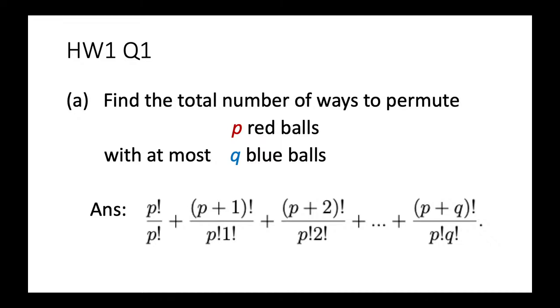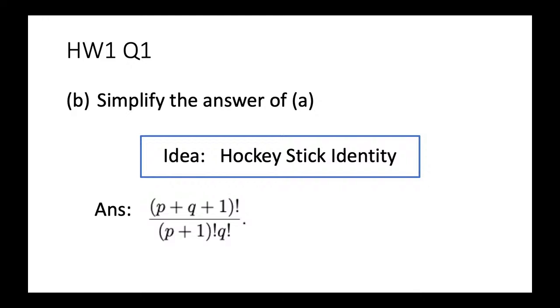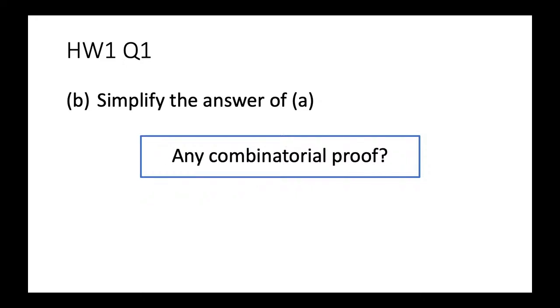And then in part B, we want to simplify the answer of A and show that after simplification, this is the result that we have. This can be done by a direct application of the hockey stick identity we have introduced in the tutorial. But a question here is, can we get a direct combinatorial proof for the result of A?